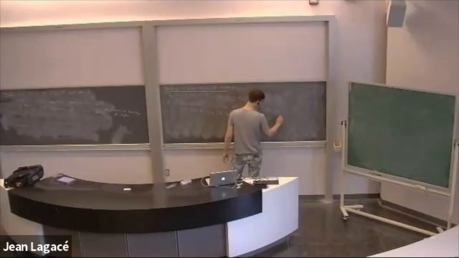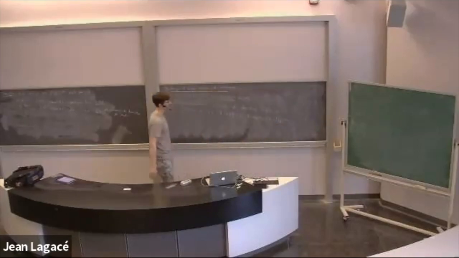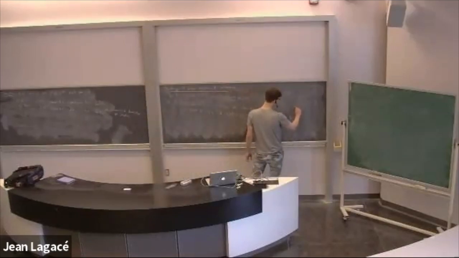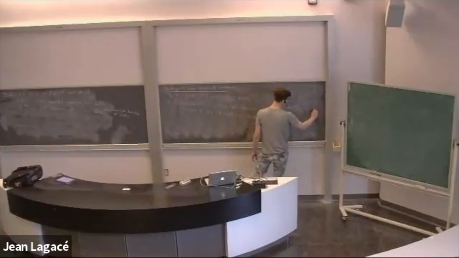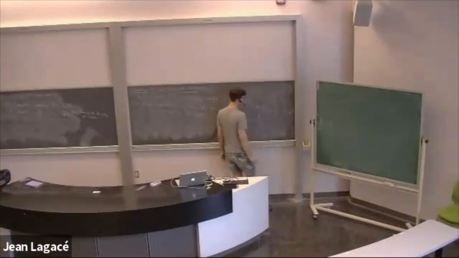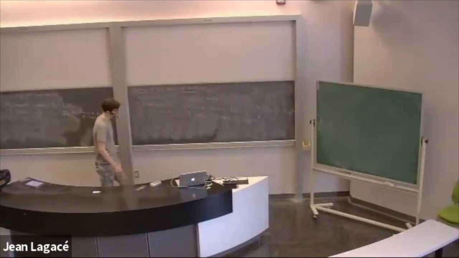Okay, and now let me introduce this notation, order rho to the minus infinity. This notation means for all n there exists Cn such that my quantity is less than Cn rho to the minus n. All right, so I will use this notation over and over again.